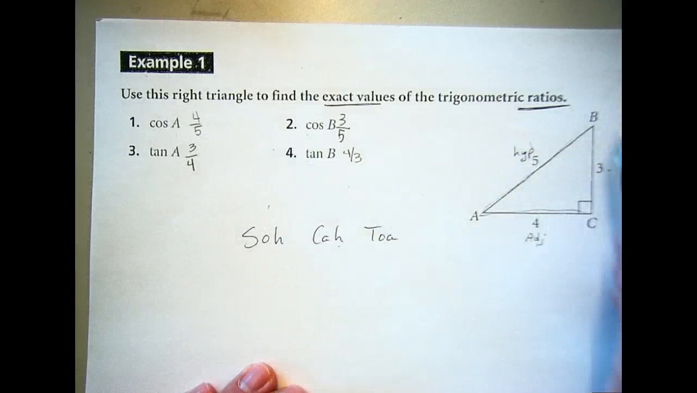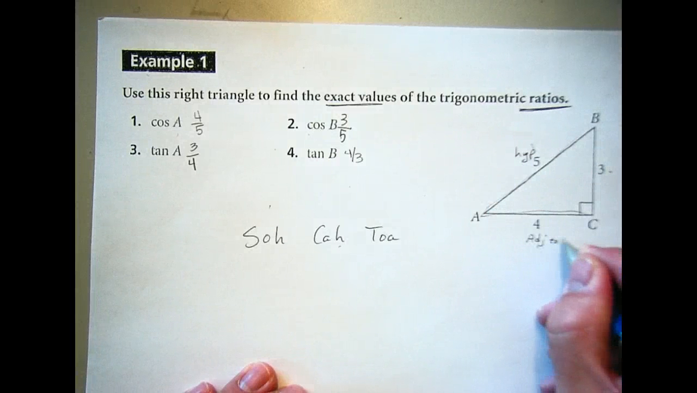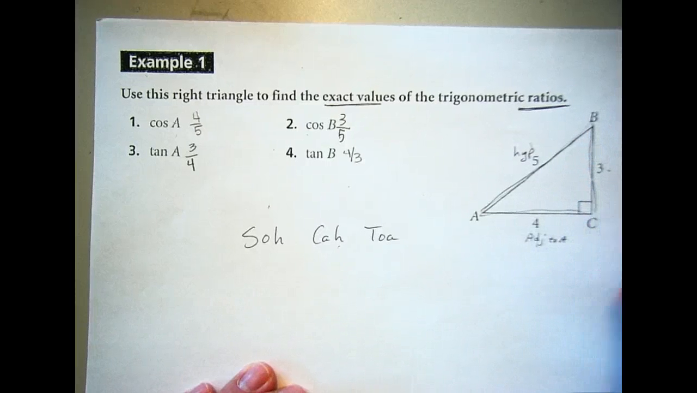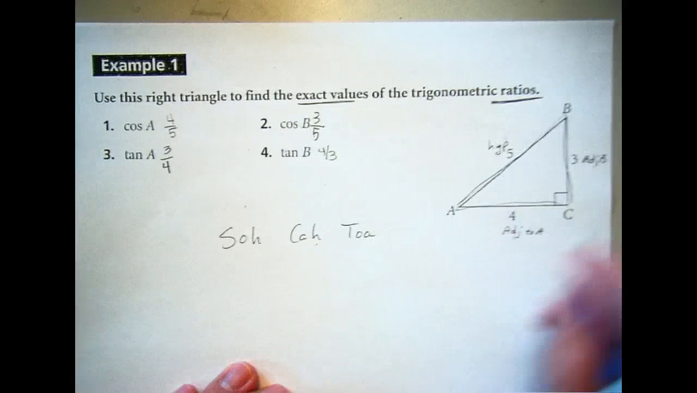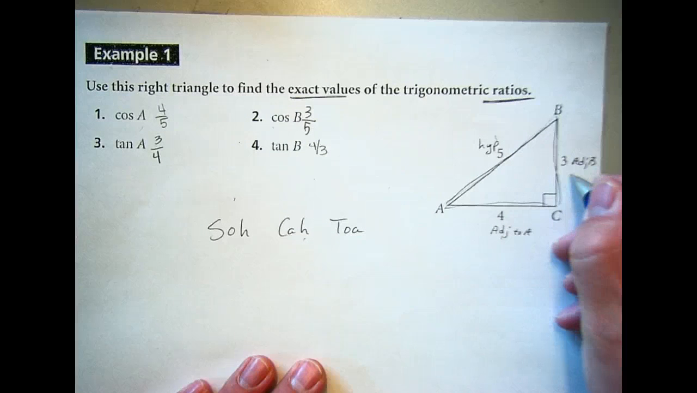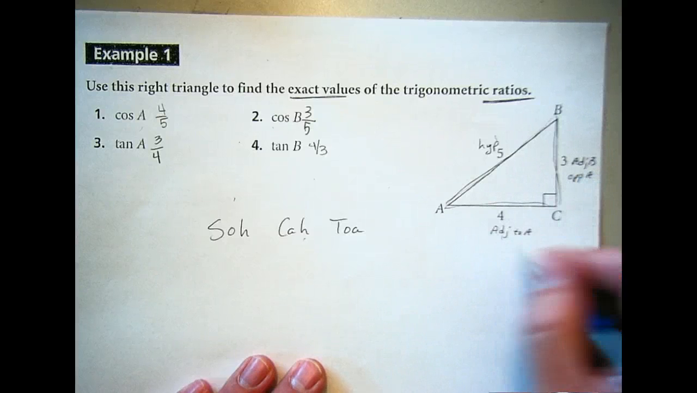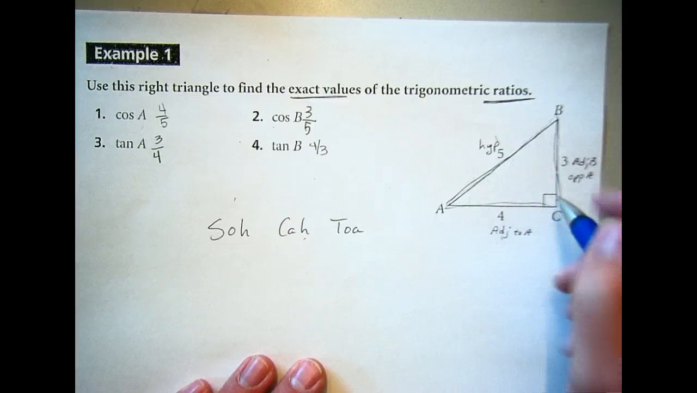Cosine B, so this is adjacent to A. You'll note that the adjacent to B is actually what side in relation to A? The opposite. This is the opposite of A, okay? The adjacent to A is what in relation to B? It's the opposite of B.